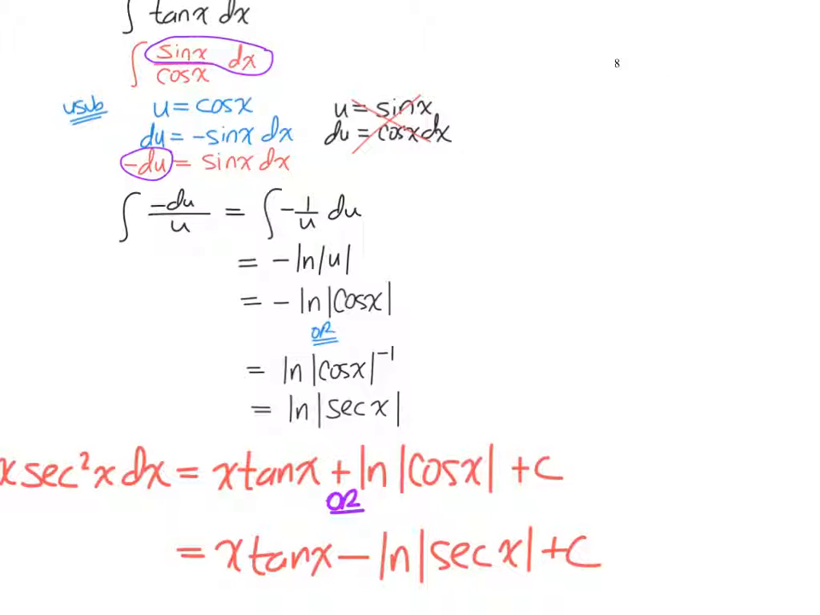The step from -1 over u du to negative ln absolute u, how did that happen? That is a rule. The derivative of the natural log of u is 1 over u times du dx. Is that in the packet somewhere? It should be on page one.